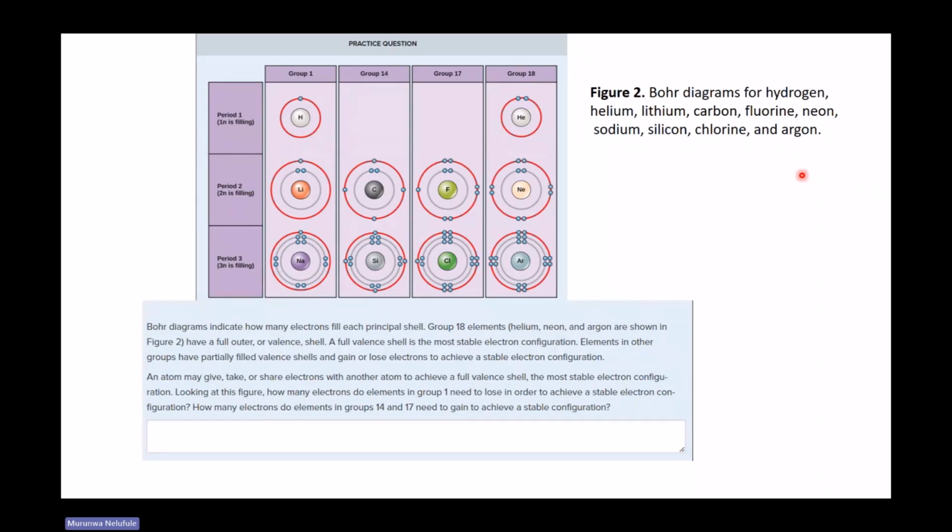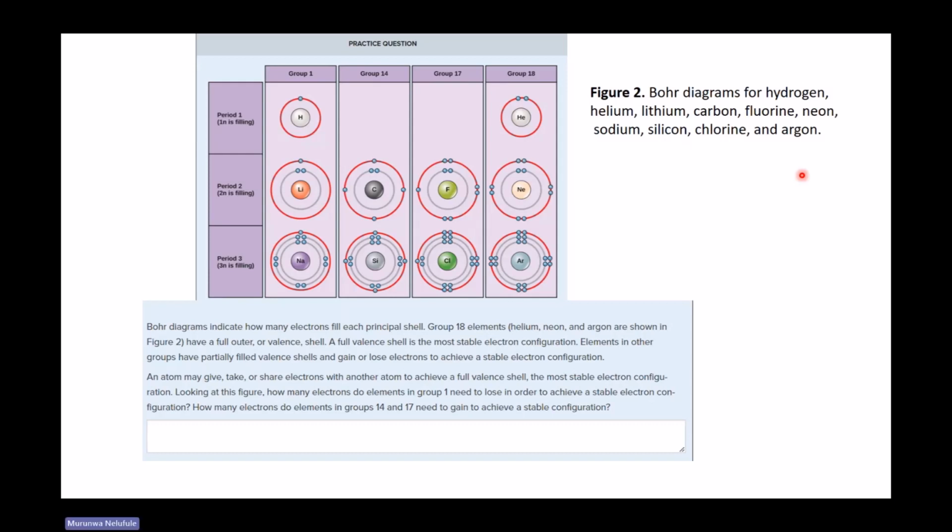Looking at this figure, how many electrons do elements in group 1 need to lose in order to achieve a stable electron configuration? And how many electrons do elements in group 14 and 17 need to gain to achieve the stable configuration? Meaning group 1 needs to lose, and group 14 and 17 need to gain. The number is how many of those do they need? For group 1, how many they need to lose, and for group 14 and 17, how many do they need to gain?